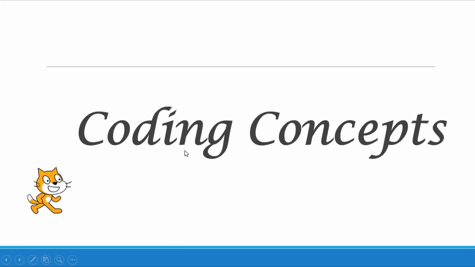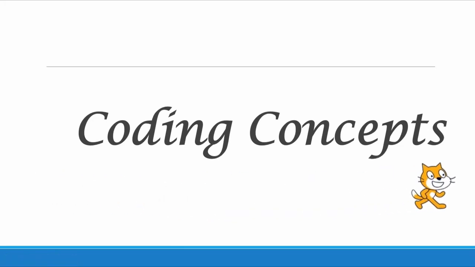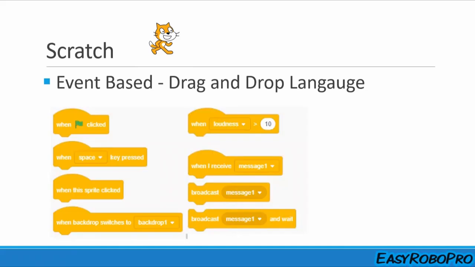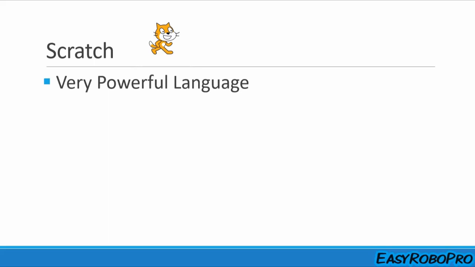Coding or programming concepts that we can learn through Scratch programming. Scratch is an event-based drag and drop language, which means we can drag the components of programming into the coding area and run our code. The events can be something like a start event, stop event, mouse click event, key press event, or we can create our own events and broadcast them. Scratch looks simple, but it's a very powerful language.